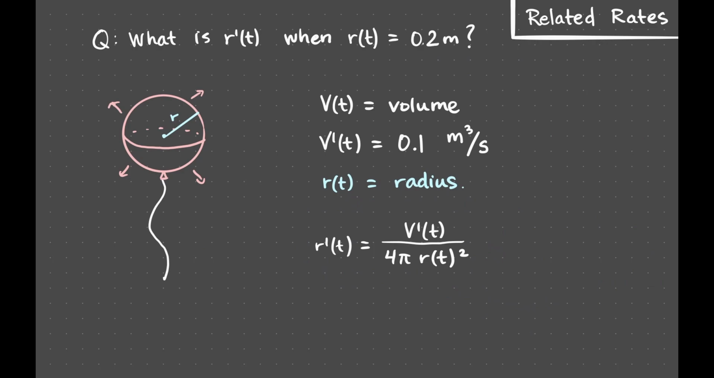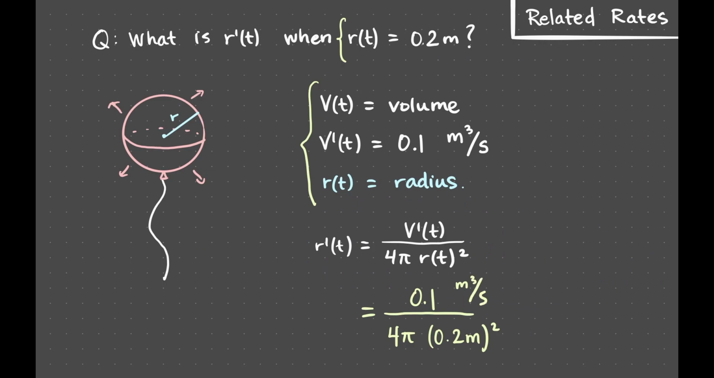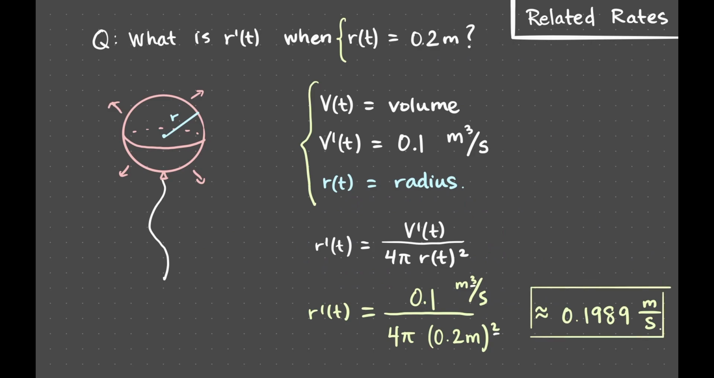Thankfully, the problem has given us specific values of V prime and r to work with. In particular, V prime, which is the rate of change of the volume, is assumed to be the constant 0.1, and r of t, which is the size of the radius, is, according to the problem, equal to 0.2. Plugging these into our expression for r prime of t, we find that at this point in time, r prime of t is given by 0.1 divided by 4 pi times 0.2 squared, which is approximately 0.1989. The calculations we've done ensure that the units are correct on this number, and since this is a rate of change for the radius, the units are meters per second.